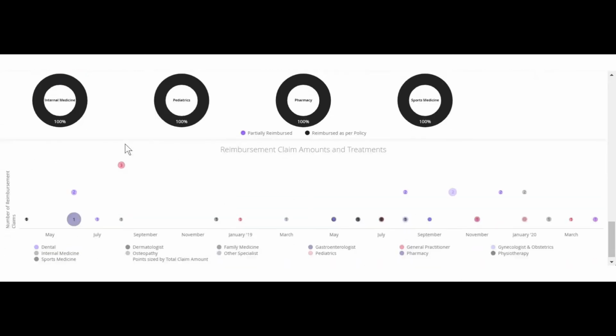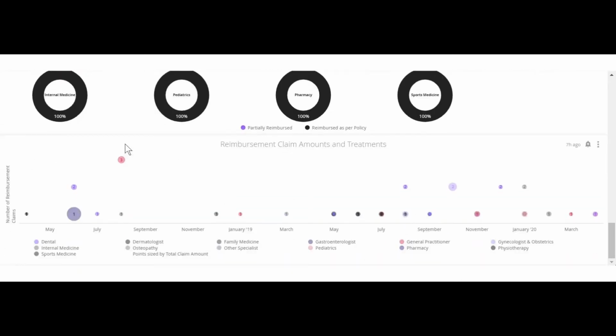Of course, something to keep in mind is that by encouraging employees to stay within their network, you can significantly decrease the number of out-of-pocket expenses and keep your group health insurance premium down upon renewals. On the final chart, you can view the number of reimbursement claims submitted per type of treatment in each month over the last 12 months.